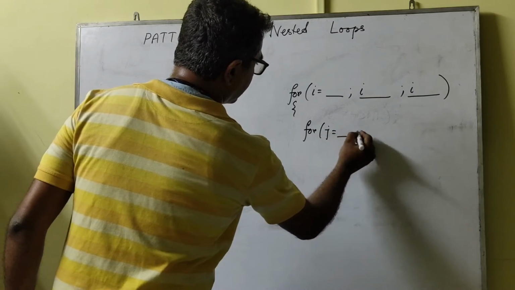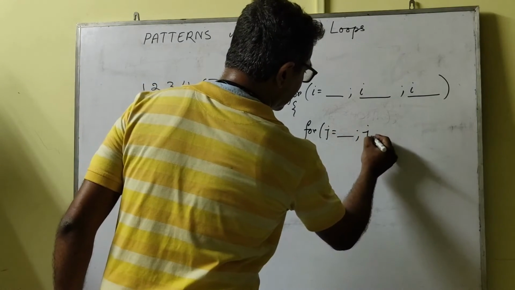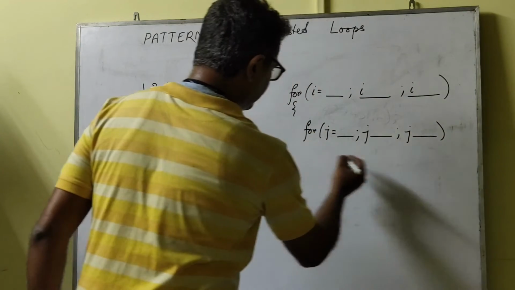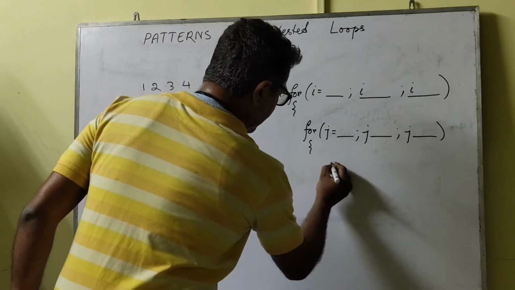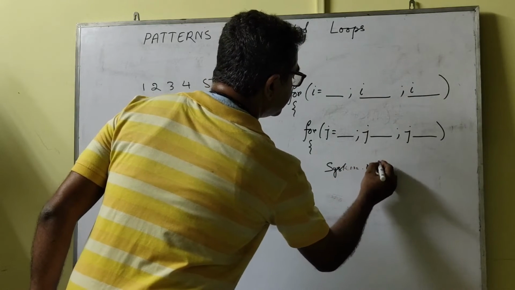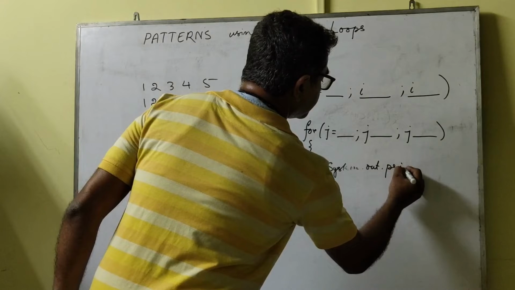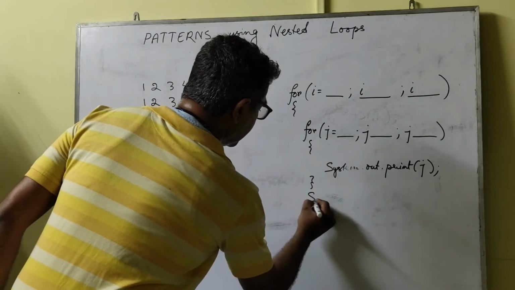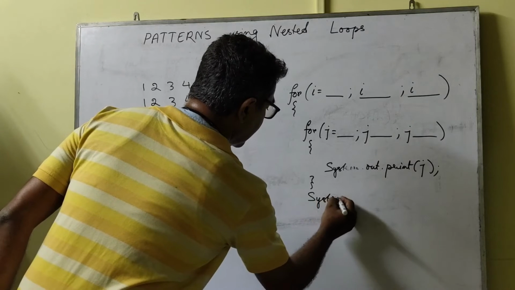For j equals to, I put a blank. j less than, greater than, this again I have a problem in determining. j will be plus plus or minus minus, this is again a problem. Now we know that it's going to print j followed by bringing the cursor to the next line.